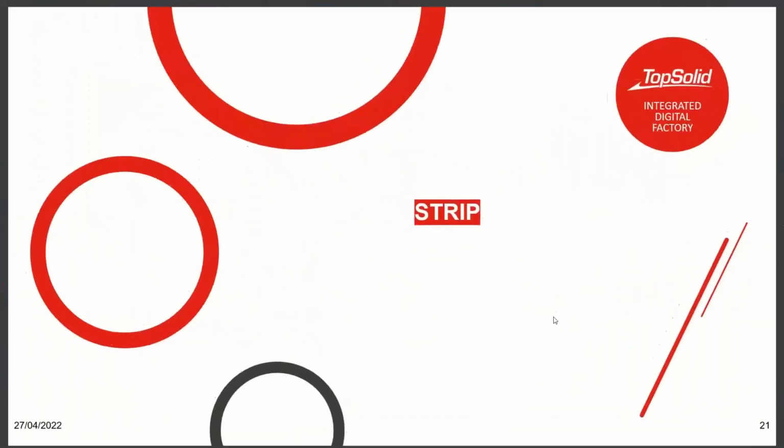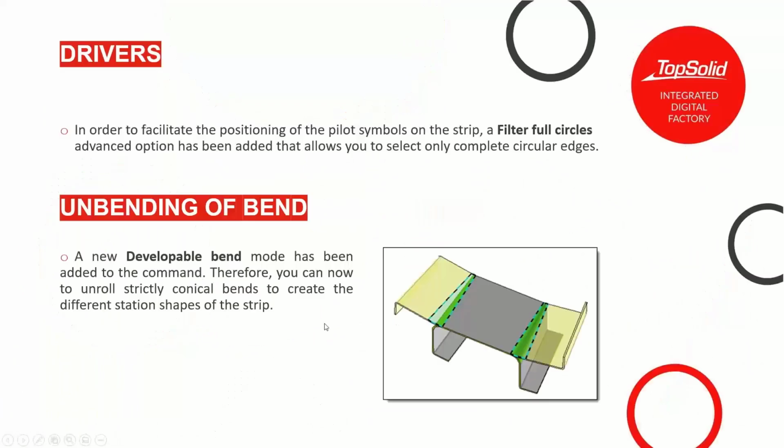Alrighty, so let's look at strip improvements next. These are just a couple of little ones. It's not really worth showing anything live on this one. With drivers, in order to facilitate the position of the pilot symbols on the strip, a filter full circles advanced option has been added to allow you to select only complete circular edges. Okay, it's pretty straightforward. The unbending of a bend, if you watched the sheet metal improvements yesterday, you will have seen the exact same command. It's just inside of the strip layout. So now you can take conical bends and unbend them to create the necessary steps in your strip design.